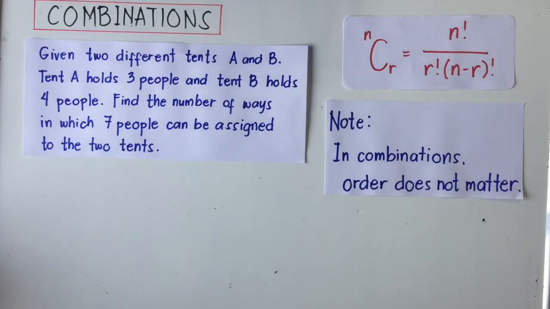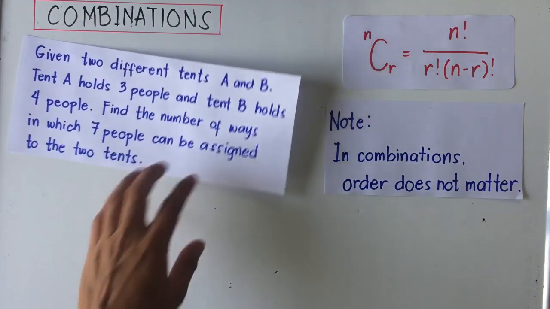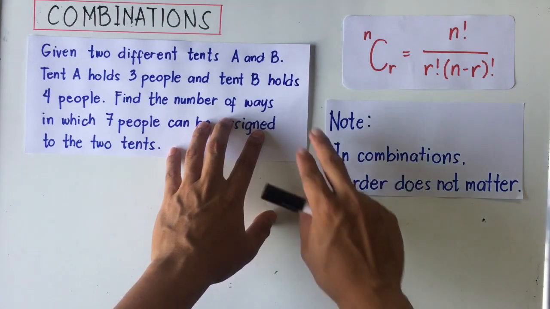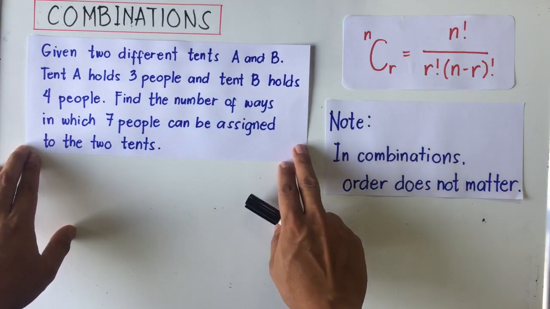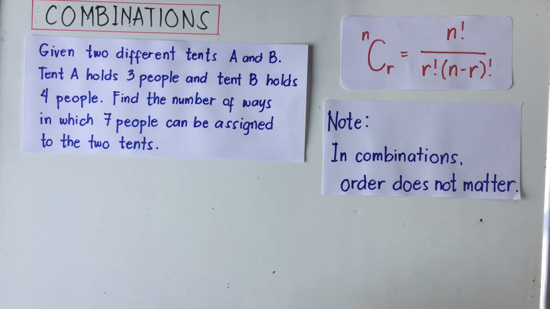Let's go to the next example. Given two different tents A and B, tent A holds 3 people and tent B holds 4 people. Find the number of ways in which 7 people can be assigned to 2 tents. So how are we going to do this? There are 7 people that can be assigned.